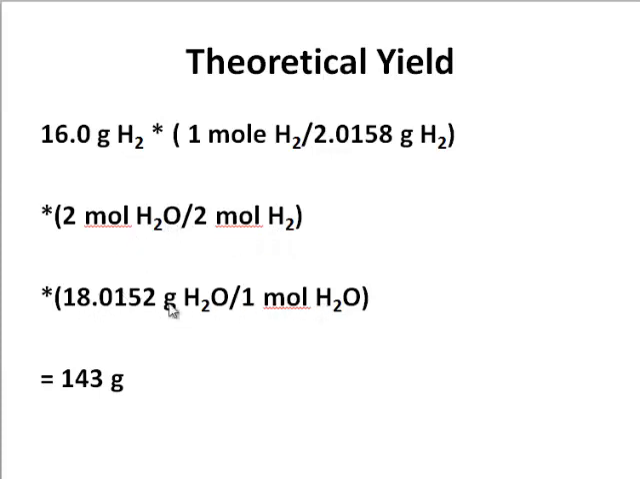In the third step, the molar mass of water is used as a conversion factor, grams over moles, to convert from moles of water to grams. The solution is 143 grams of water. All right, that again is our theoretical yield, or what we expect or predict to get.